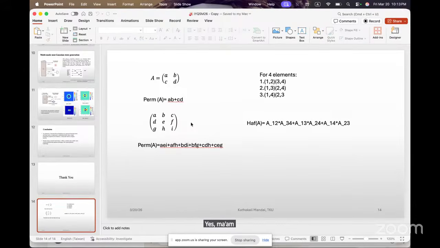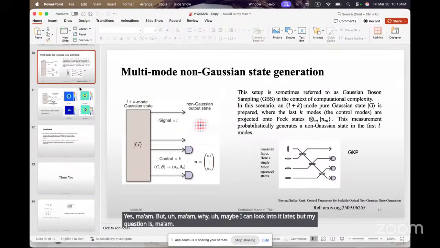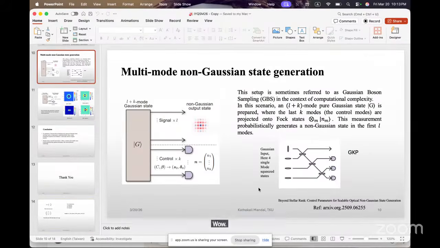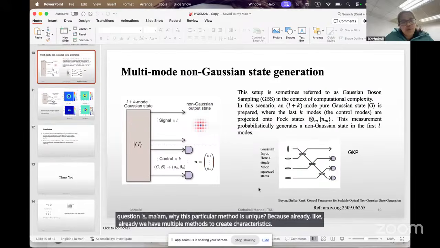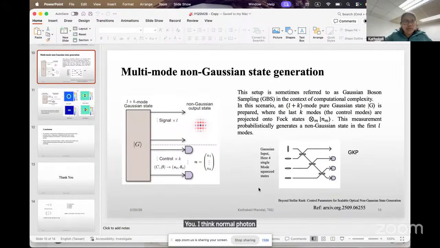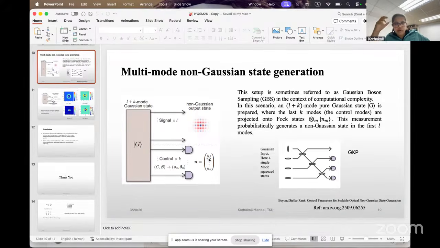Yes, ma'am. But ma'am, why? Maybe I can look into it later. But my question is, ma'am, why is this particular method unique? Because already we have multiple methods to create Gaussian states. I think normal photon subtraction also happens here, in photon subtraction actually, and for many-mode non-Gaussian state generation, I think this will be helpful. Many-mode non-classical, sorry, non-Gaussian resource.